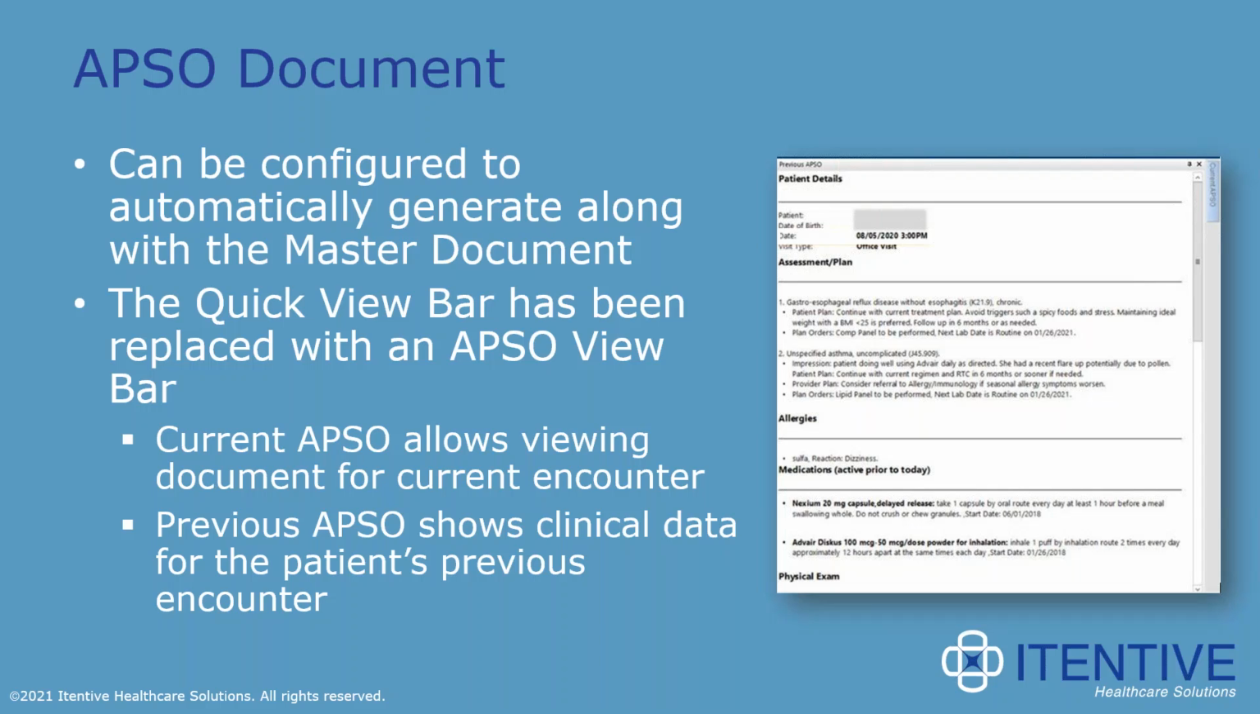This view bar is going to have two tabs for the user. The first is the current APSO view. That's going to show the APSO document for what has been documented for this current encounter, so you can use that to preview and see the information in a different format. There'll also be a tab for previous APSO. Clicking this tab is going to allow a user to quickly see clinical data from the patient's previous encounter. If a user does want to view this information, they would open this bar in the EHR by going to the View menu, and then they would select the APSO view bar.